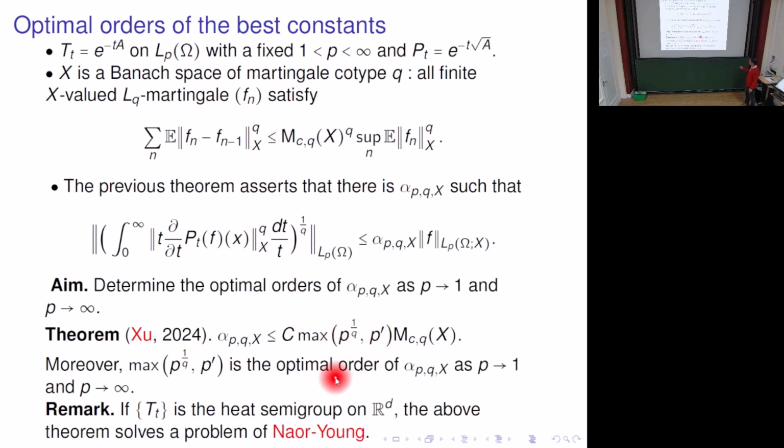you see the maximum of p to the power 1 over q, and p prime, of course, is the conjugate index of p. So this is linear dependence on the martingale cotype q constant. This factor, the maximum of p to the power 1 over q and p prime, is optimal when p goes to 1 or infinity. So we have determined the optimal order of this constant for the cotype case.